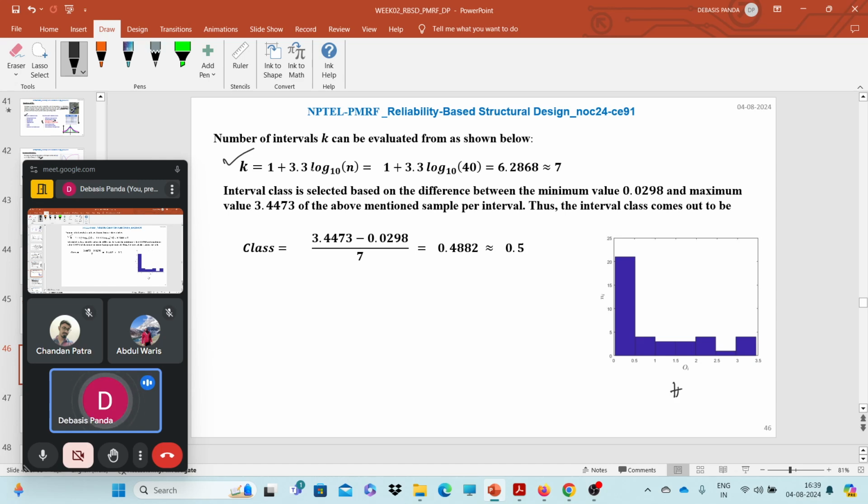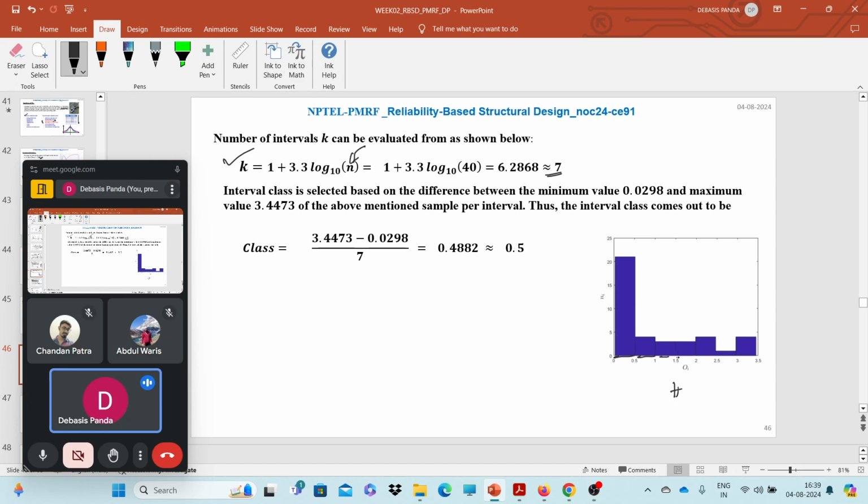K equals 1 plus 3.3 log 10 n. N is the total number of data sets. So we have 40 data sets, and the number of intervals comes as 7. Now we need to find out the width of the bins, like the class.